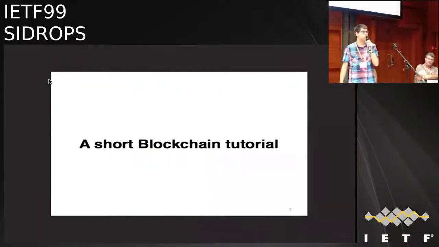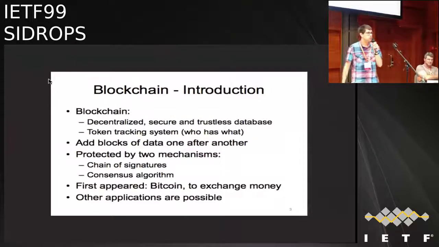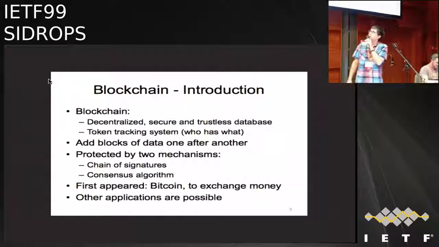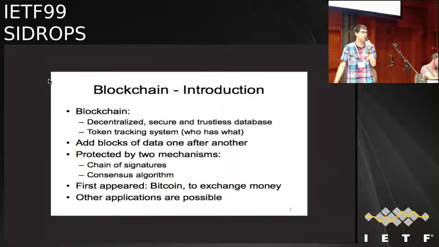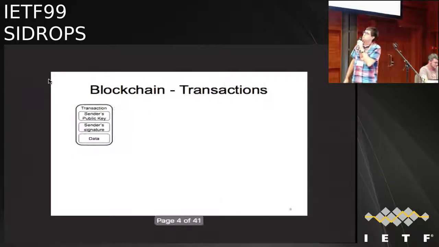So first of all, a short blockchain tutorial for those who are not familiar with it. In short, the blockchain is a decentralized, secure, and trustless database. It can also be seen as a token tracking system to know who has what. It is built by adding blocks of data one after another, and data is protected by two mechanisms: a chain of signatures, which ensures the ownership of the tokens, and a consensus algorithm, which ensures data integrity. The first blockchain ever built was Bitcoin, which is used to exchange money between two parties without requiring an intermediary. But other applications are possible thanks to its properties.